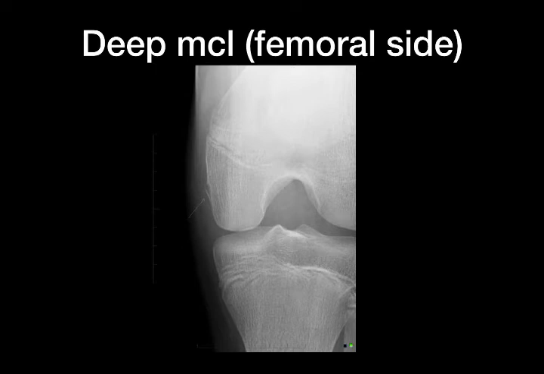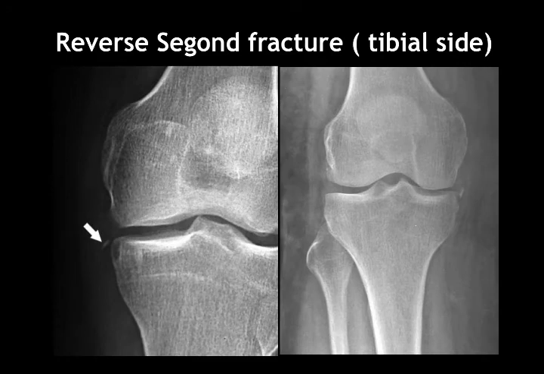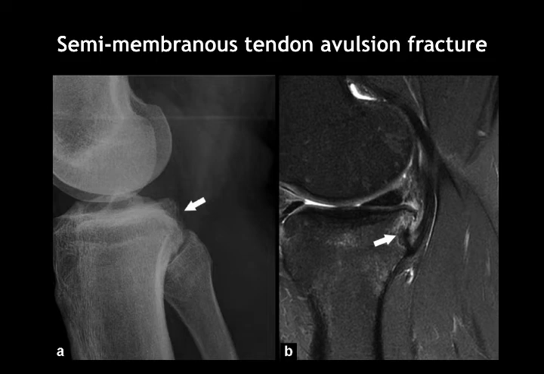There may be avulsion fracture of deep MCL from the femoral side, or there may be avulsion of deep MCL fibers from the tibial side, which is the mirror image of the original Segond fracture. Thus they are also called reverse Segond fracture, and reverse Segond fracture is usually associated with PCL injury and medial meniscus injury. So whenever we see the reverse Segond fracture, we have to always search for other ligamentous injuries. Sometimes there may be semimembranosus tendon avulsion fracture, and it usually occurs at the posteromedial corner of the tibia.